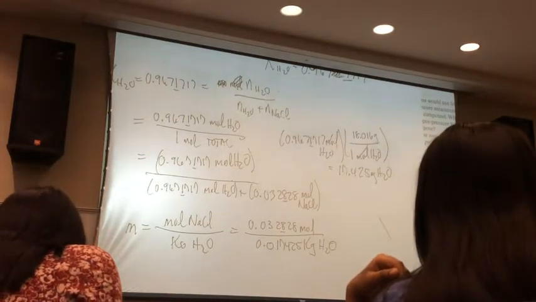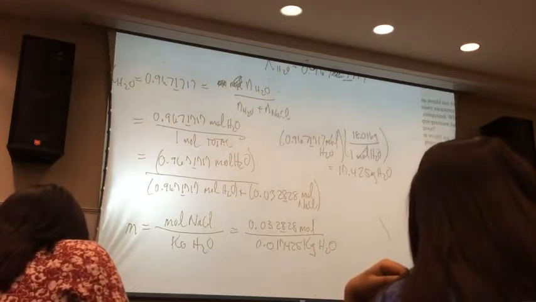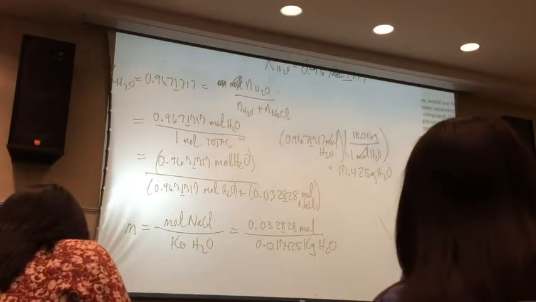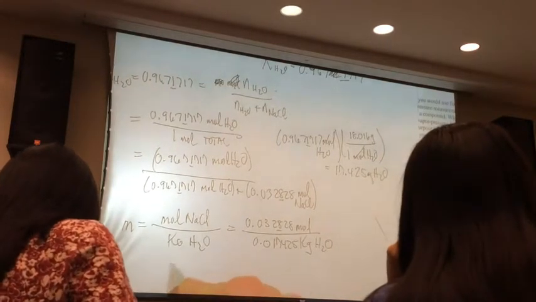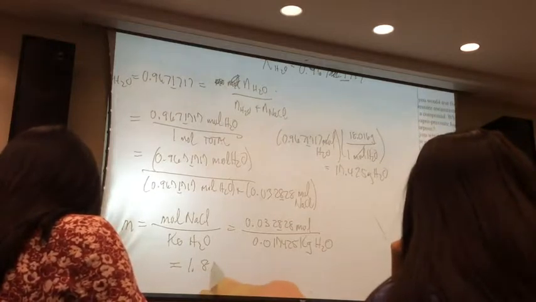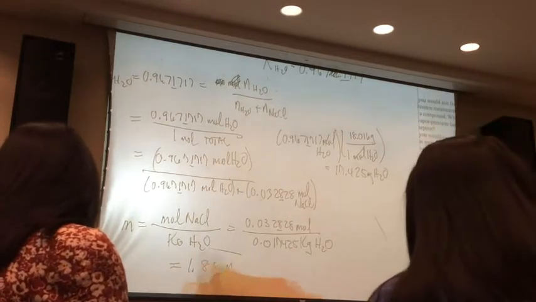So 0.032828 divided by 0.017425, and I end up with a molality of 1.88. It's 1.88 molal.